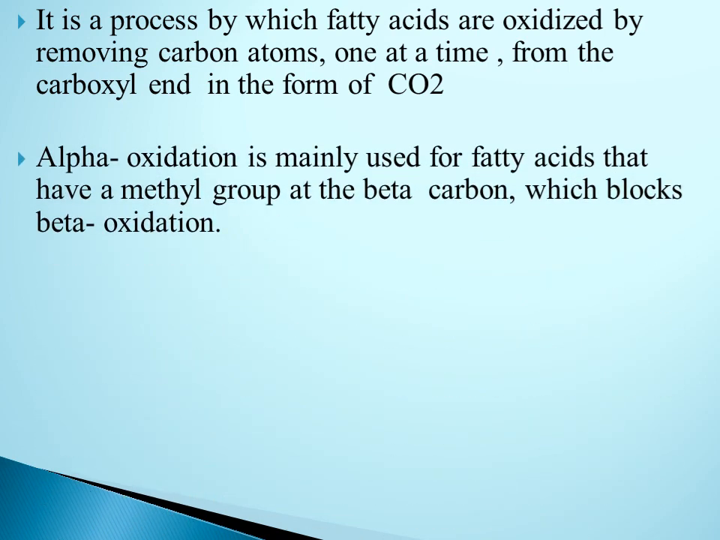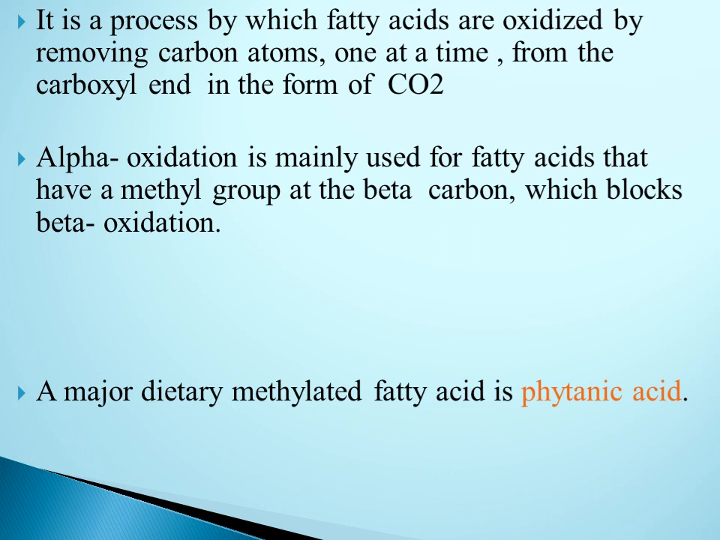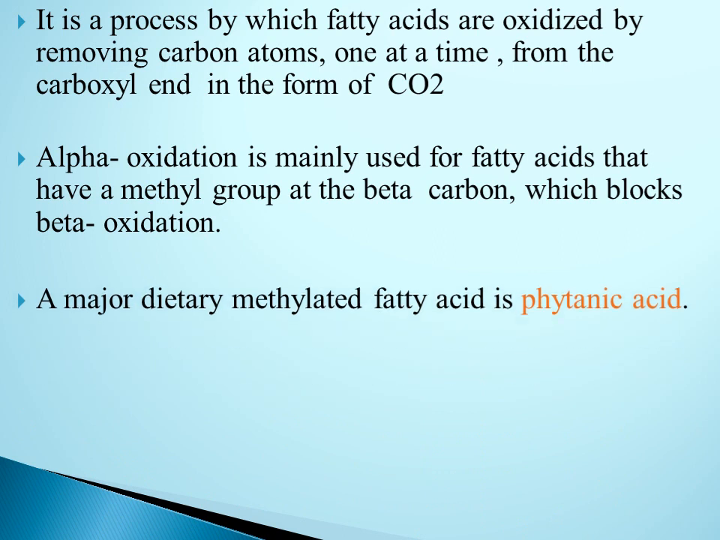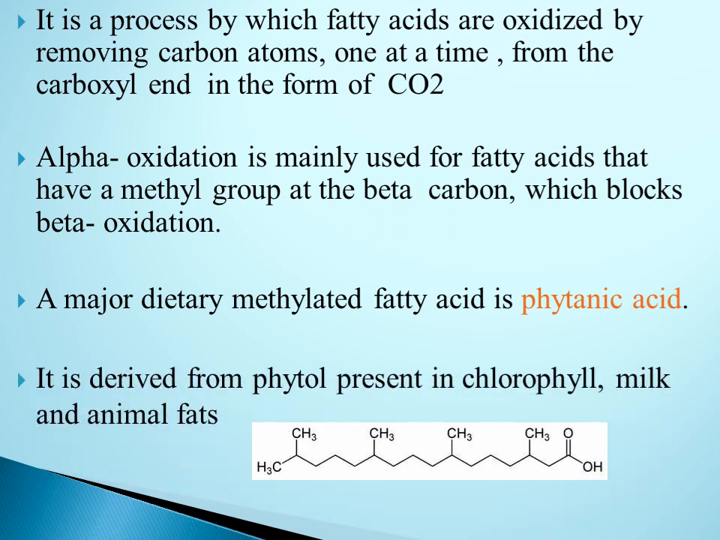So the alpha oxidation process is mainly utilized for the fatty acids that have a methyl group at the beta carbon. Because of the presence of the methyl group at the beta carbon, these fatty acids cannot undergo beta oxidation. And what is an example of a fatty acid having a methyl group at the beta carbon? Phytanic acid. Phytanic acid is a major dietary methylated fatty acid. It is also present in chlorophyll and animal fat.